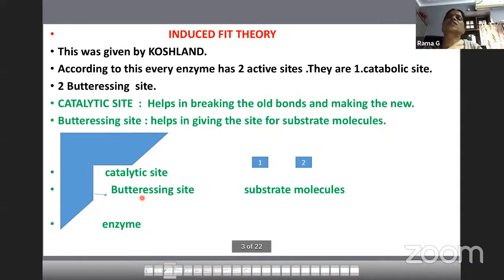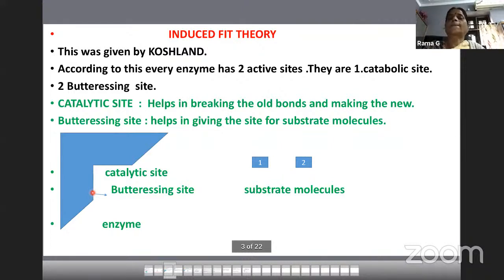That means substrate molecules come and attach at the buttressing site. So this buttressing site is playing the role of active site, isn't it? That's why substrate molecules come and attach at the buttressing site. The catalytic site helps in making and breaking of the bonds between the substrate molecules, and the buttressing site helps in giving the site for the substrate molecules.